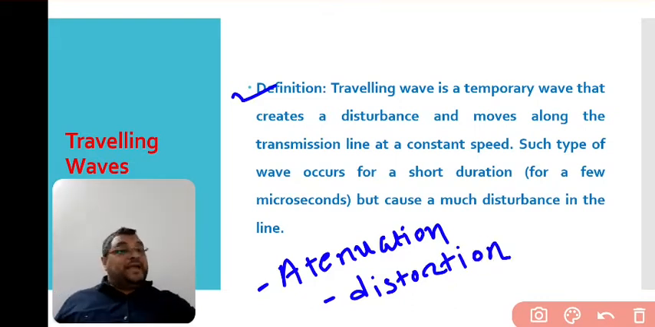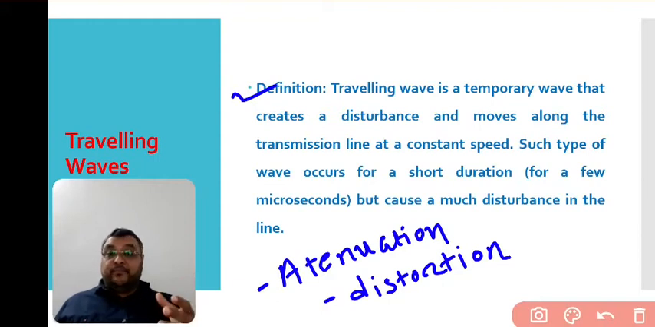Another thing is that such a type of wave occurs for a short duration. We know that it is a kind of transient wave, and transient itself means a short duration. So what are attenuation and distortion in a traveling wave? In vivas, this question is asked many times: what is attenuation? You can define it as: as a traveling wave moves along a line, it suffers both attenuation and distortion. Now we can focus on attenuation.